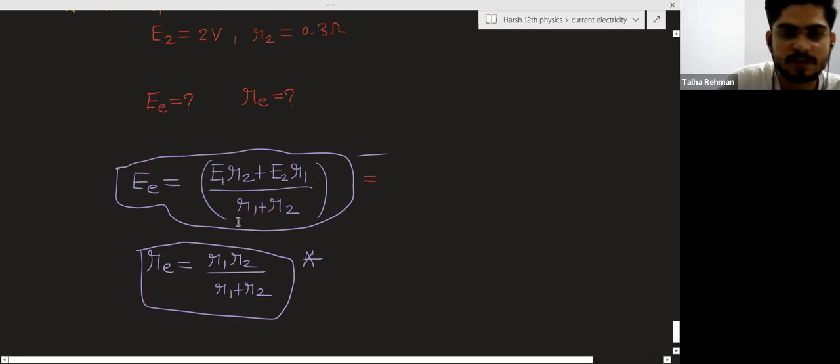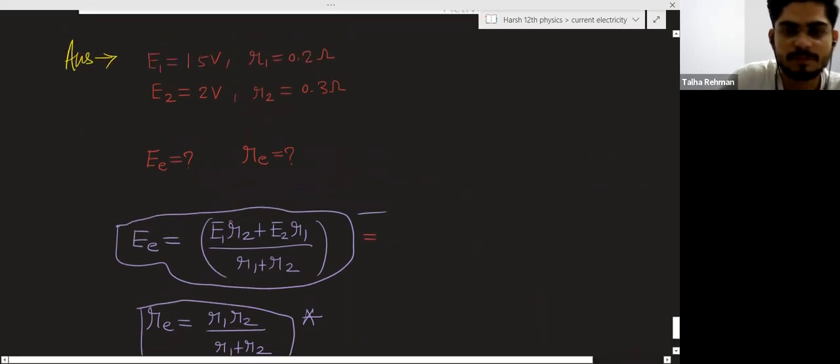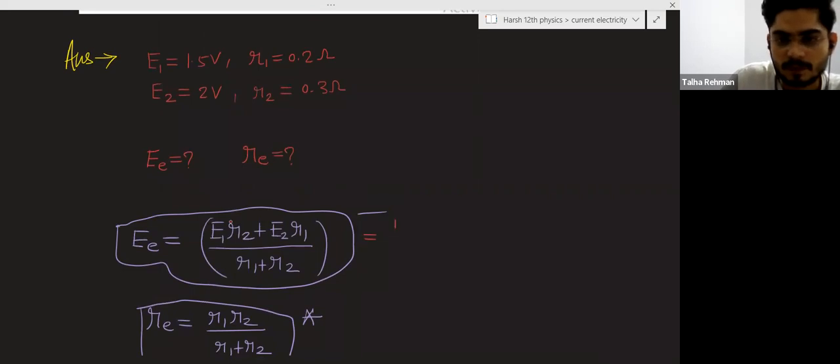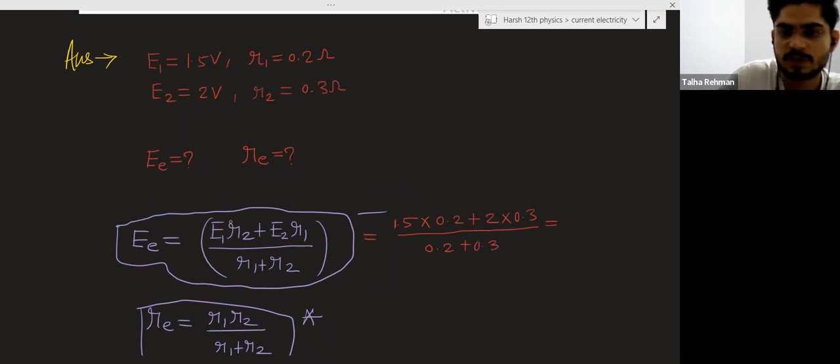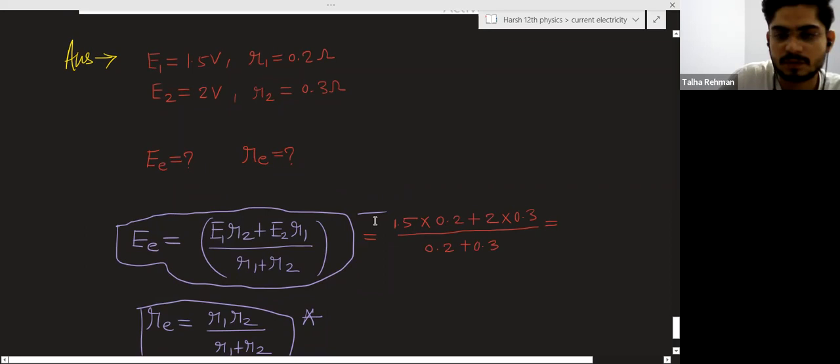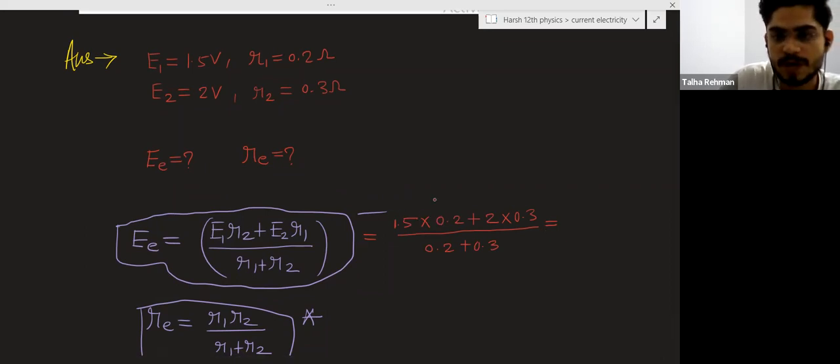What is the value of E1? E1 is 1.5, and R1 is 0.2. What is E2? E2 is 2, and this is 0.3, and this is R1 plus R2. 0.2 plus 0.3. So this will become 0.3.